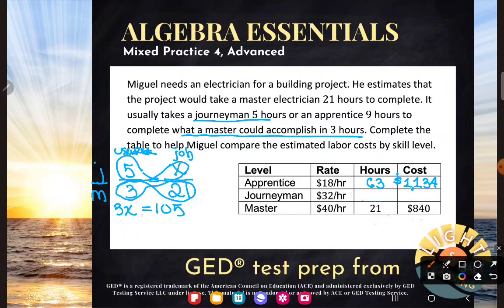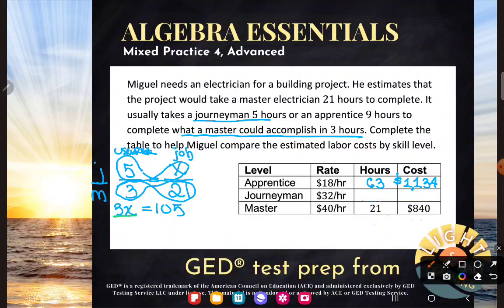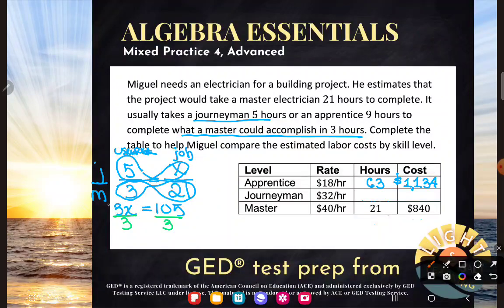Let's see, solving for x. I need to get rid of that 3 multiplying, so I will do the opposite. I will divide, and I will keep the left and right-hand sides equal by doing the same thing. Multiplying by 3 and dividing by 3 are opposites. They cancel. X is alone just like I wanted, and 105 divided by 3, what is that, 35? It is 35. So how many hours would it take the journeyman? It would take him 35 hours.